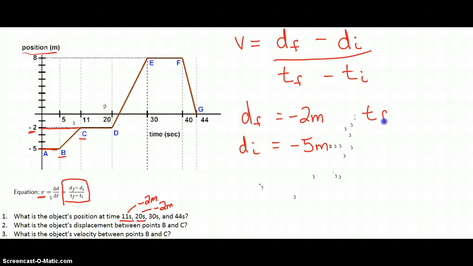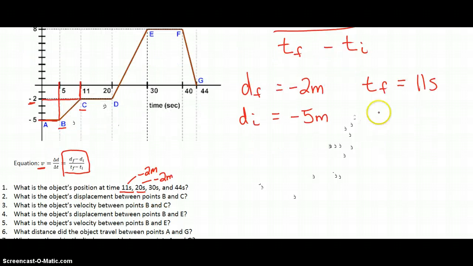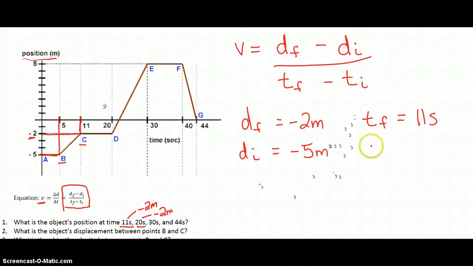Now I need to do the same thing with my times. So my end time at point C, I move vertically to the x-axis, and I see that's 11 seconds. My start time is at point B. I'm going to move vertically to the x-axis, and I see that my start time equals 5 seconds.